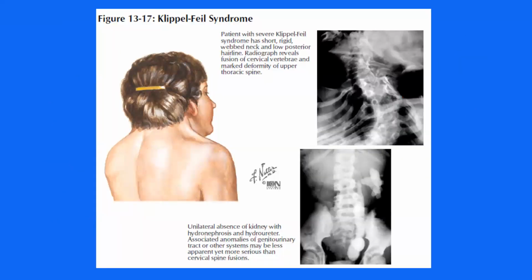This is a patient with Klippel-Feil syndrome. They have a low hairline, webbing of the neck, and short necks. If they have only 1 or 2 fusions, it is not very apparent. But be careful of an associated kidney problem or cardiovascular problem. Pay attention to this.